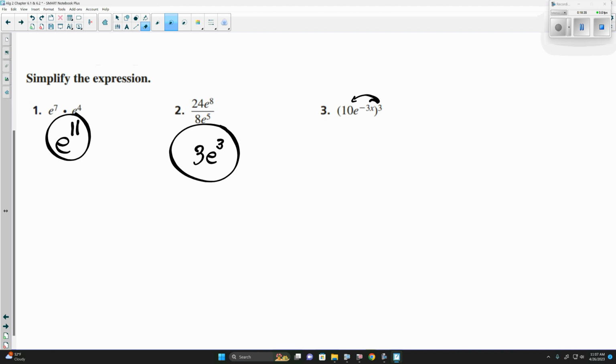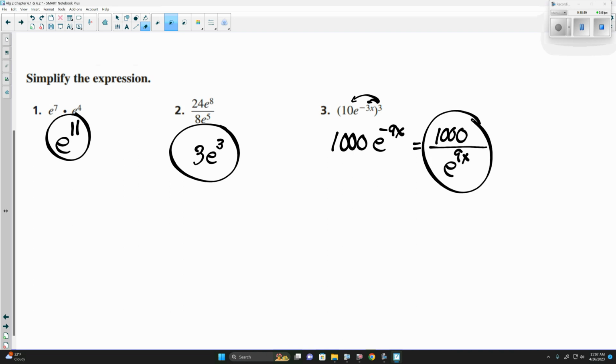Now the last one here, we do need to apply the power of 3 to both. So we'd have 10 to the third, and 10 to the third is 1,000. Because negative 3x, we would multiply it by 3 and give us negative 9x. Now to make that exponent positive, we would move it from the top of the fraction to the bottom. Any questions on these here?